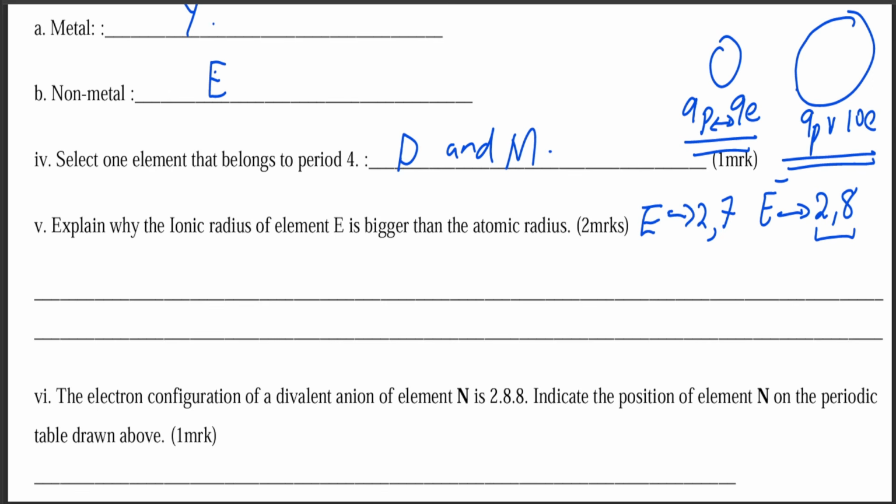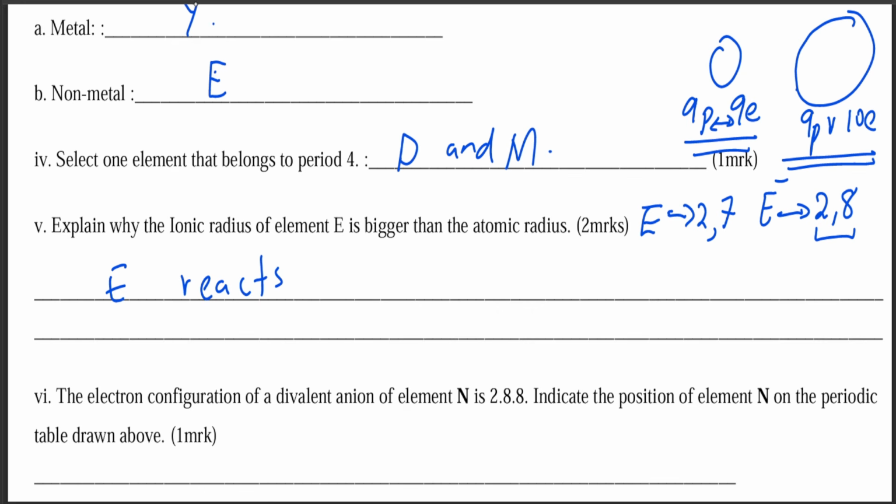As it gains electrons, it means that the strength of the nucleus of the atom of the element will decrease. Ikiwa ni ion sasa, ile nucleus ilikuwa na strength ikiwa ni atom, but sasa ukigain electron, the strength of that nucleus decreases, and if it decreases, the electrons will pull away from the nucleus and become larger in size. Very simple.